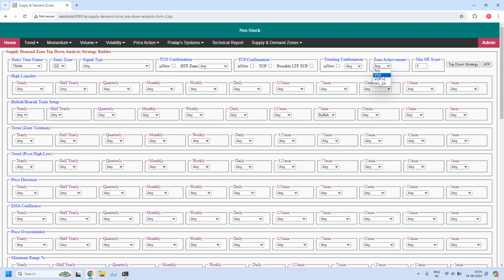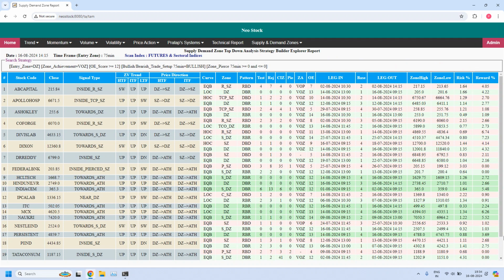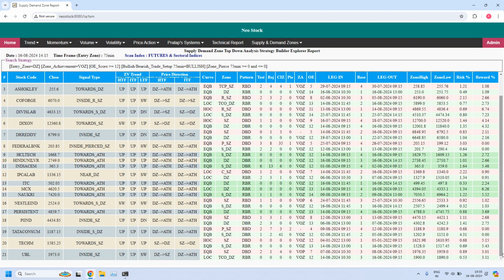zone achievement should be having violated opposing zone. Minimum order enhancer score is 12. All the three filters are applied to 75 minutes demand zone. Now let us filter the stocks. So first 19 stocks in this list. Let me scroll the list down. So total 21 stocks are filtered. And these 21 stocks are supporting a weekly bullish trade setup for weekly income trade.